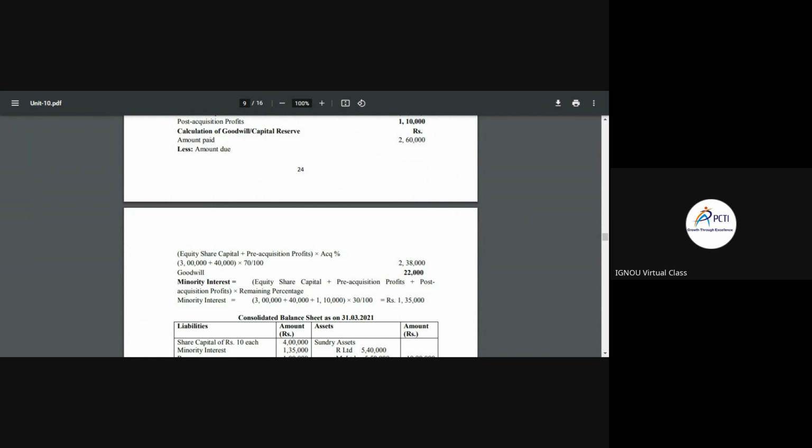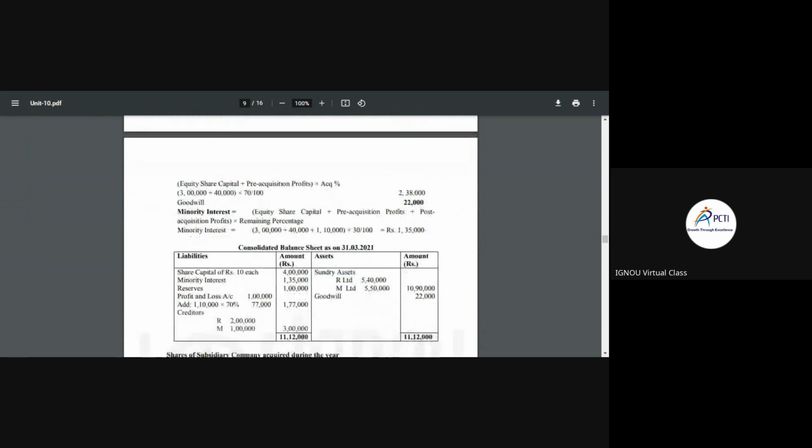In the case of minority interest, how will we calculate? First, we take the equity share capital, then we add pre-acquisition profit, then we add post-acquisition profit, and multiply by the remaining percentage. So in the case of minority interest, we have 3 lakh plus 40,000 plus 1 lakh 10,000. Then we multiply by 30%, which is equal to 1 lakh 35,000.